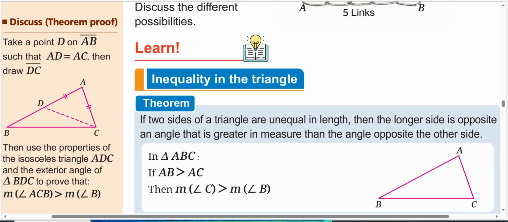Look at the theorem. If two sides of a triangle are unequal in length, then the longer side is opposite an angle that is greater in measure than the angle opposite the other side. Like EP was greater than EC, then the measure of angle C is greater than the measure of angle B, because angle C is opposite to angle B. Then if two sides of a triangle are unequal in length, then the longer side is opposite an angle that is greater in measure than the angle opposite the other side.